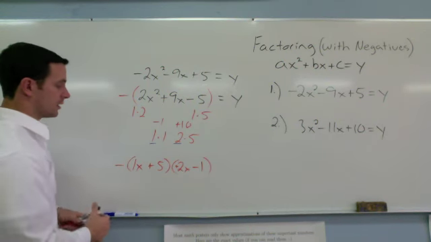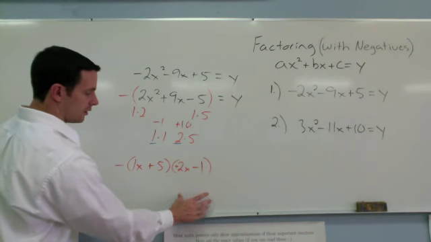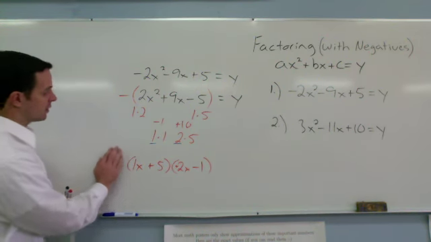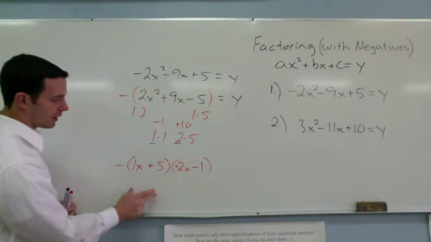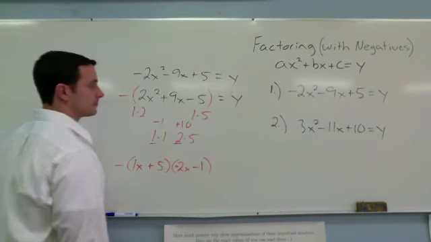And that's it. To solve it, simply take this, set it to 0. Take this, set it to 0. When you set these to 0, you don't have to worry about this negative in the front here. You can ignore it. Just set this to 0 and solve. Set this to 0 and solve. Let's try the next one.